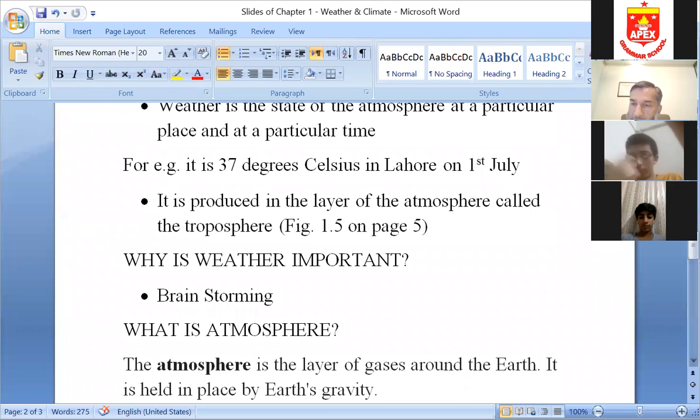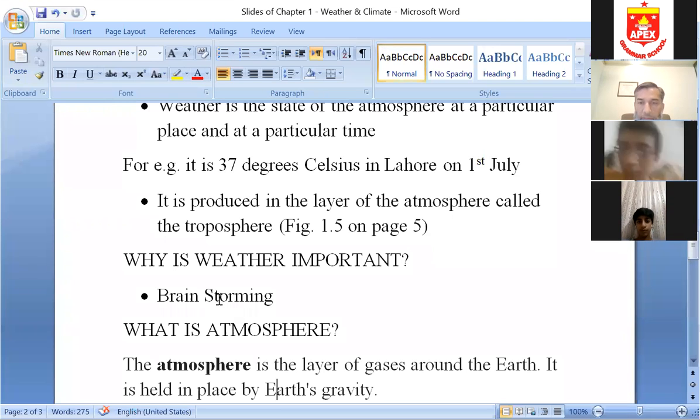If it is really cold, you dress up accordingly. अगर fog है बहुत ज़्यादा, you dress up. You know कि आपको fog है तो आपको lights on करनी पड़ेंगी, आपको precaution करनी पड़ेगी. So understand why is weather important. ठीक है. Now we go to the next topic.